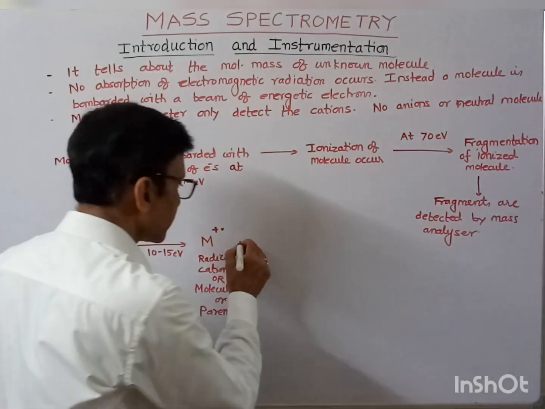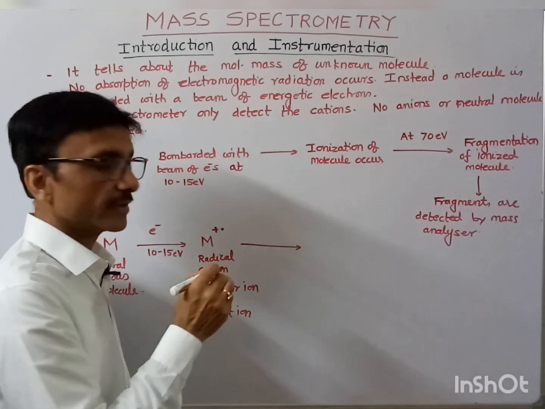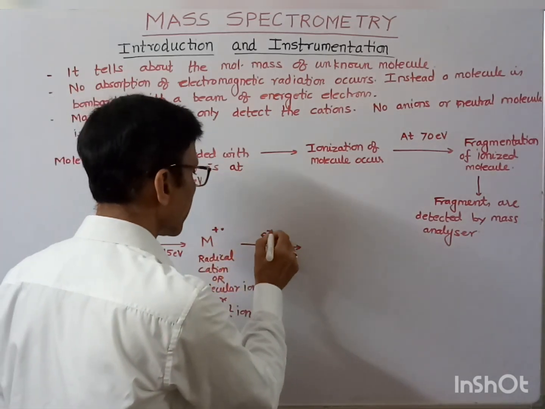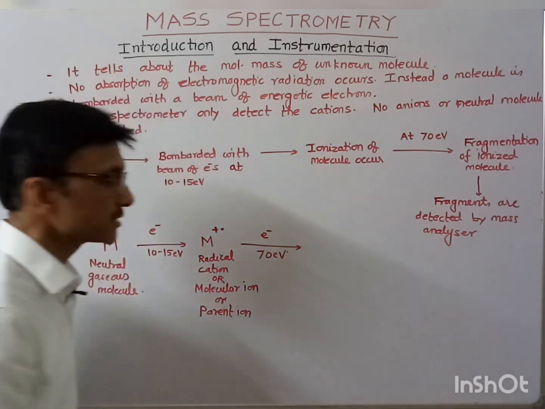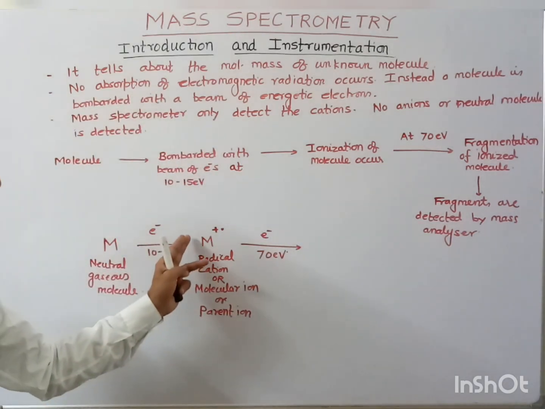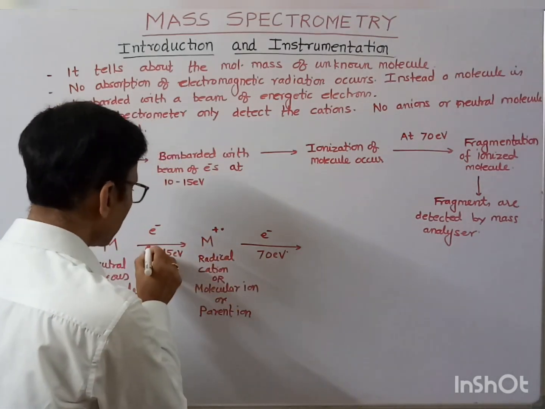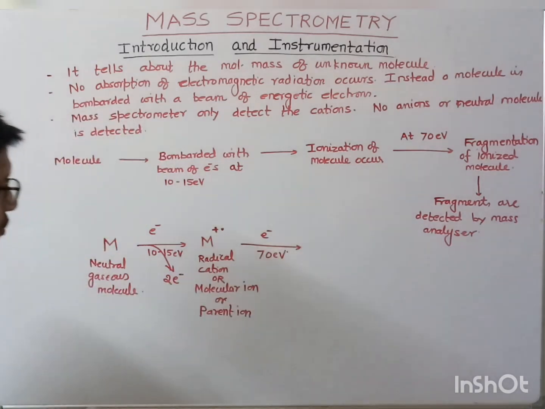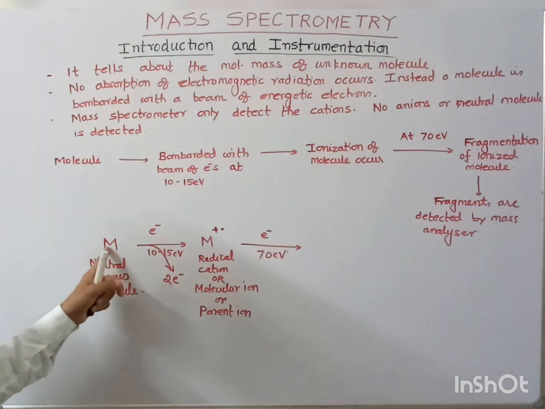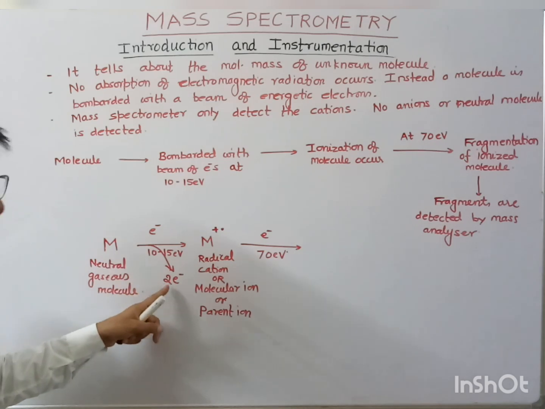Now this molecular ion is further bombarded with electrons, suppose at 70 electron volt. At this 70 electron volt, this molecular ion, and here we should write 2 electrons, are also ejected out, because one of the electrons is ejected from this molecule. I have written 2 electrons.